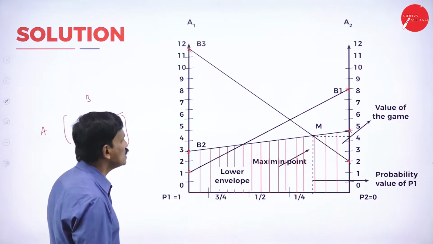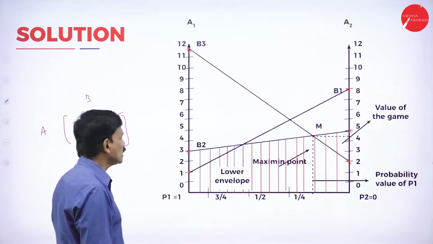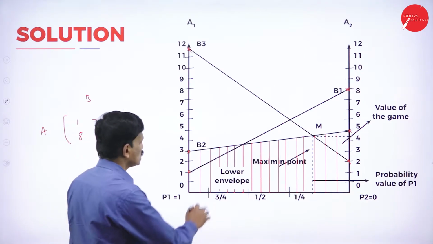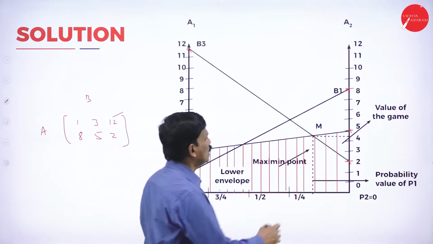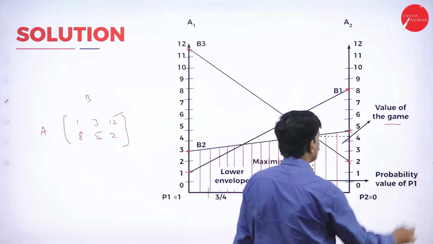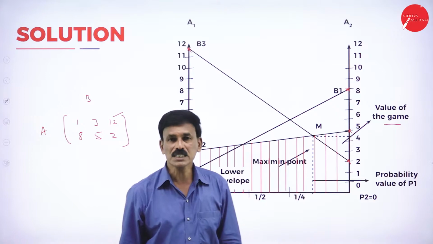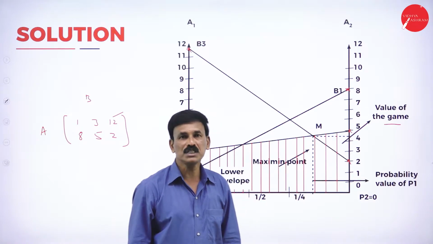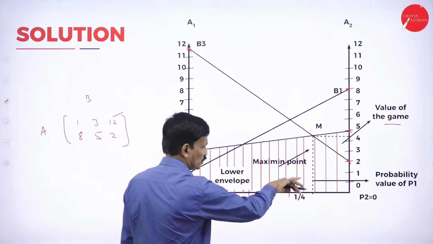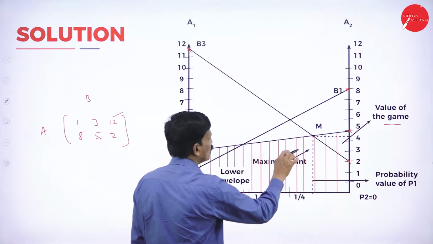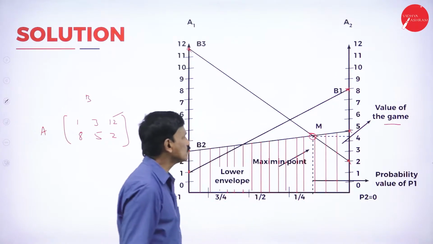Now just see here. Now find the maximum point. How to find the maximum point? This is the lower envelope. The maximum value in the lower envelope will give the value of the game. The maximum value in the lower envelope is nothing but the highest point in the lower envelope. See, this is the lower envelope, and in it this is the highest value.